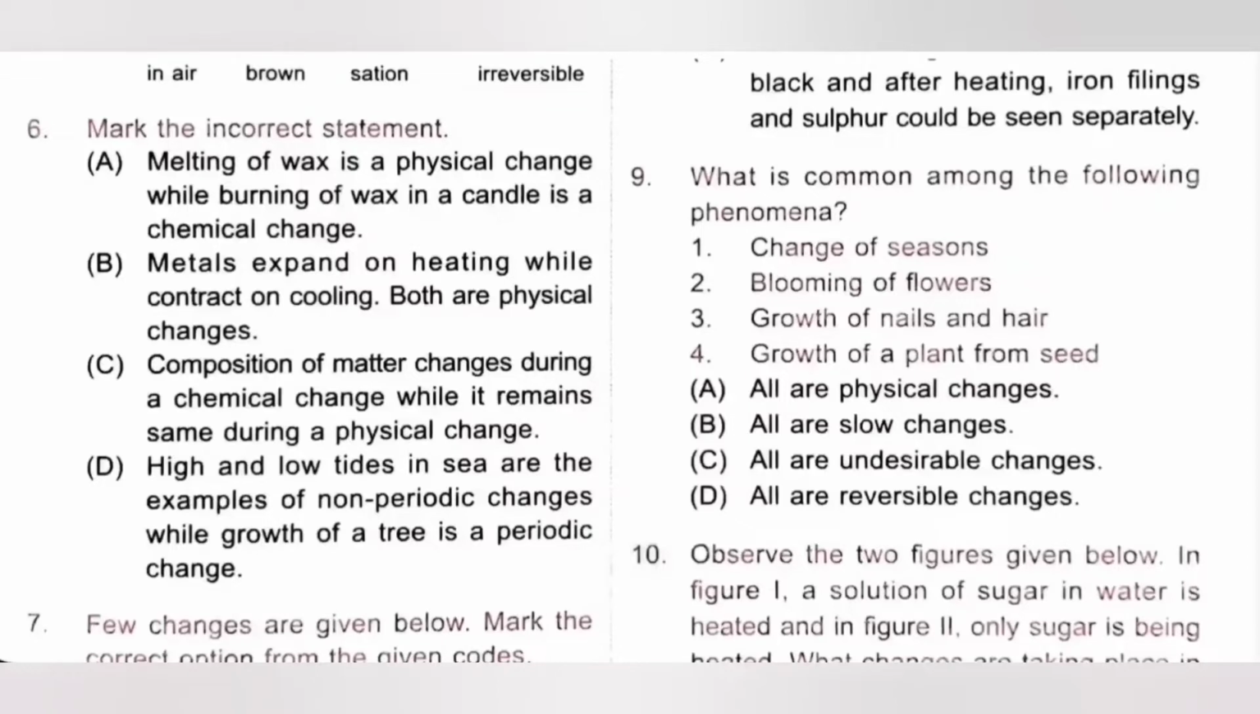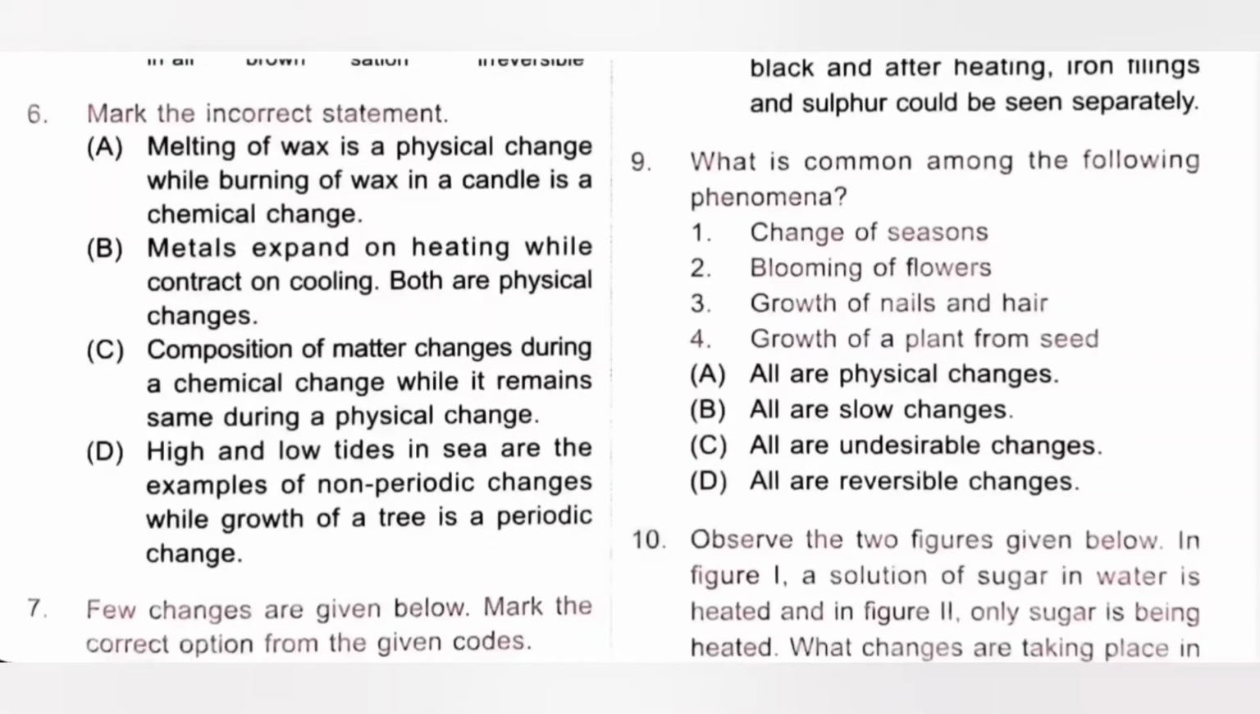C. Composition of matter changes during a chemical change, while it remains the same during a physical change. Correct statement. D. High and low tides in the sea are examples of non-periodic changes, while growth of a tree is a periodic change. It is incorrect because changes which occur again and again after a fixed interval of time are known as periodic changes. For example, occurrence of full moon, beating of heart, change of day and night, oscillation of pendulum of a clock, high and low tide in the sea, etc.